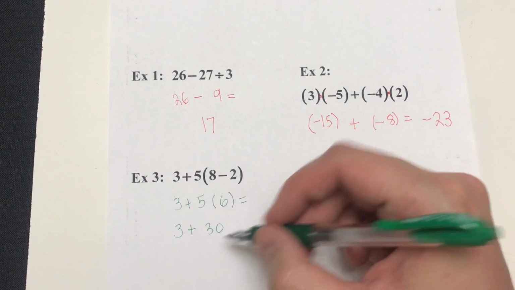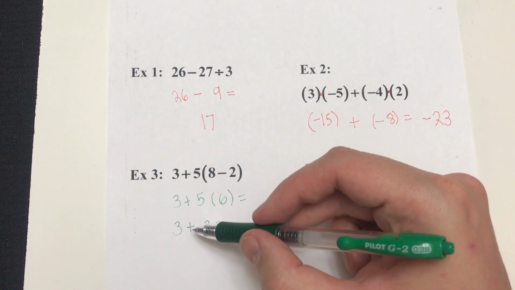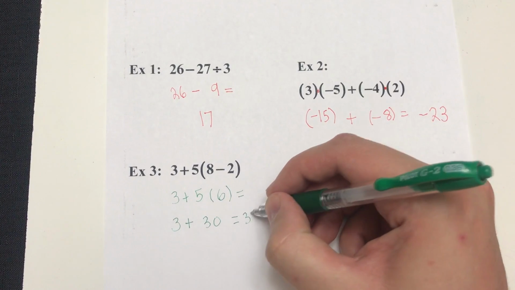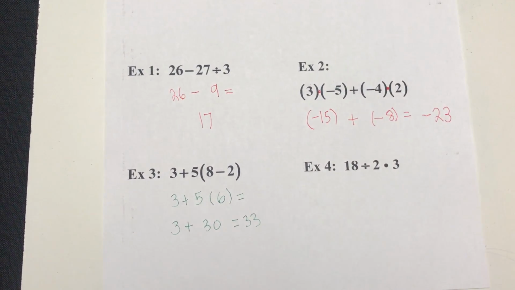In this final part of the problem, the only operation is addition. 3 plus 30 is 33. 33 is the final answer.